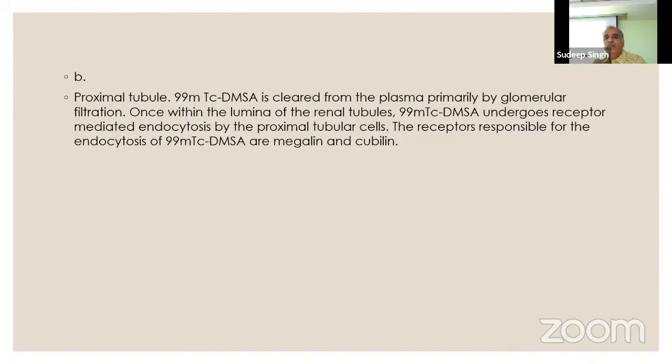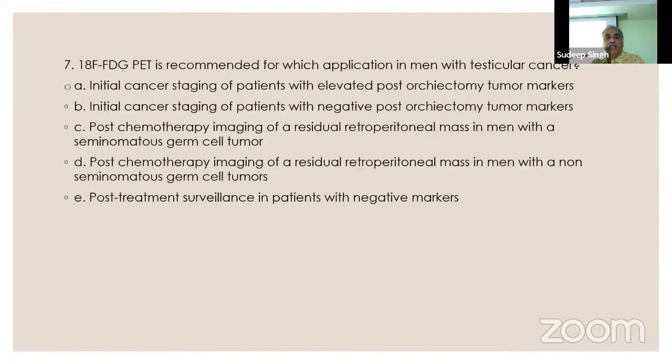Once within the lumen of the renal tubules, it undergoes receptor-mediated endocytosis by the proximal tubular cells, and the receptors responsible for endocytosis are megalin and cubilin. So these endocytosing cells help in retaining that radiopharmaceutical, and it acts as a cortical binding agent.